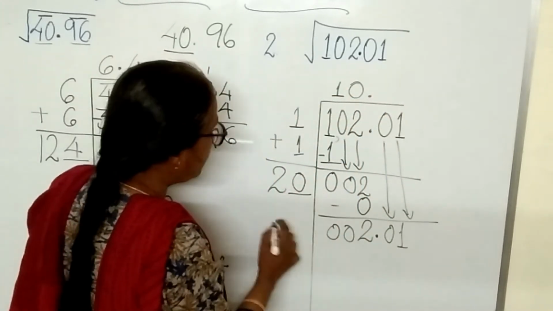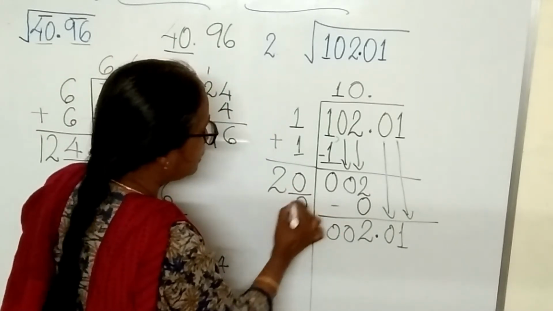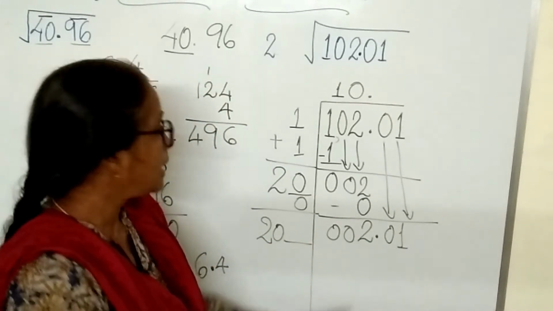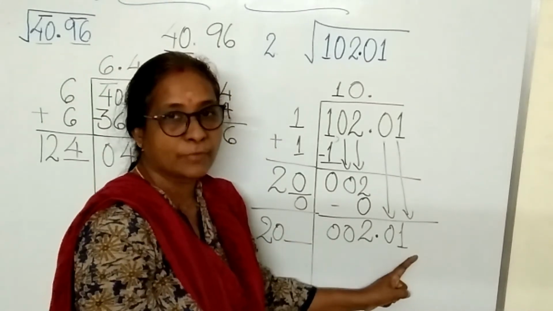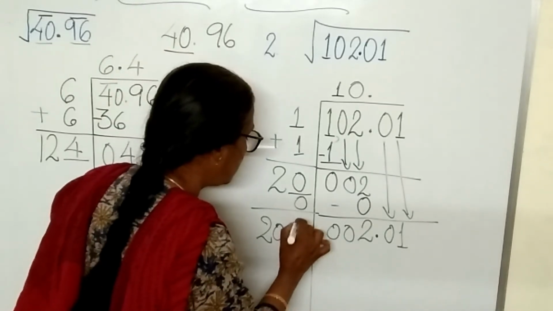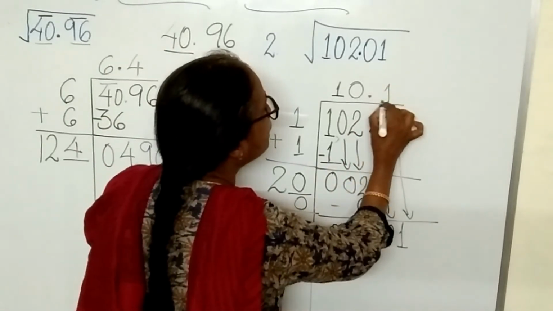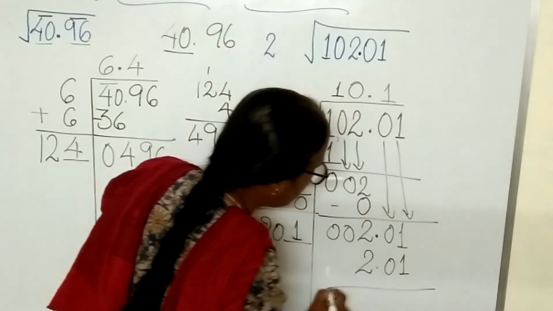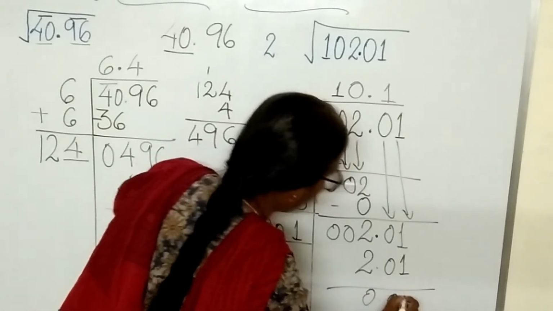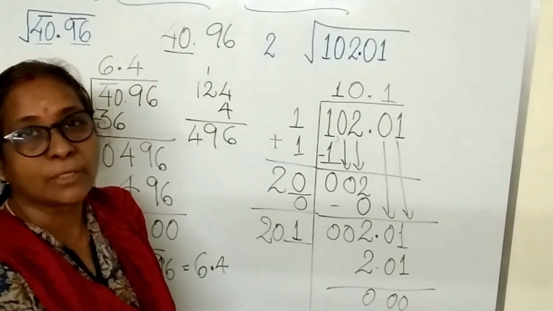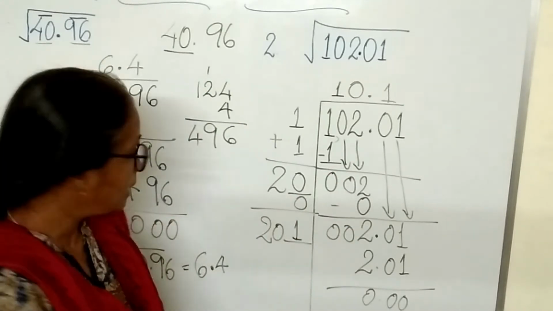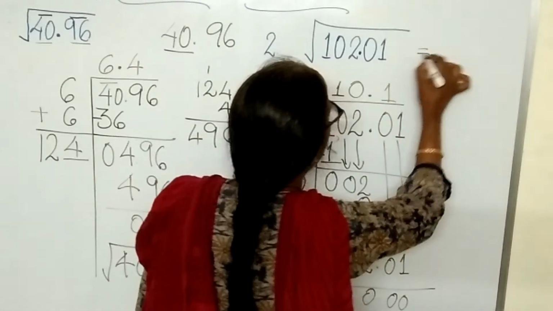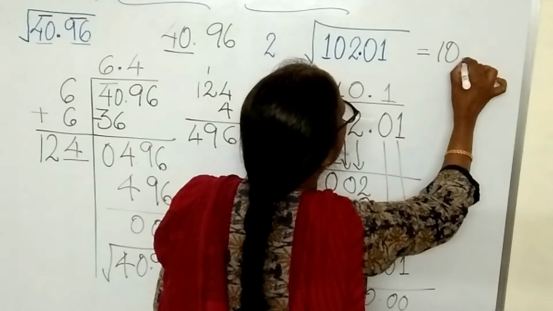Now here when you add 0, you get 20. Now which number can we write here and multiply to get this? Which number? 1. So here also 1. So 201 multiplied by 1 is equal to the same number, right? So what is the square root of this number? The square root of this number is 10.1.